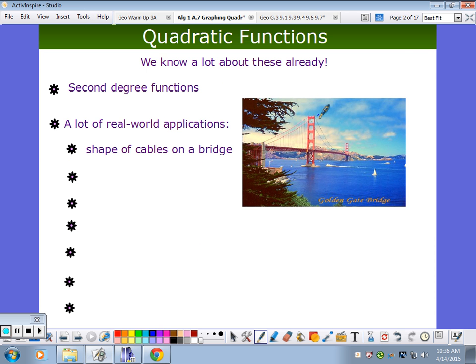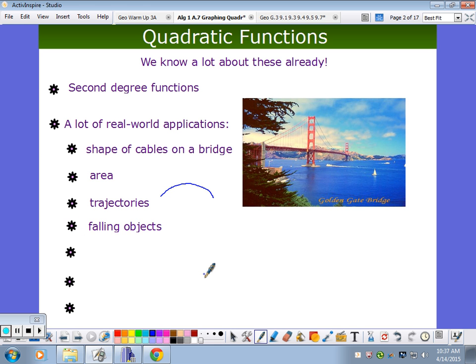The shape of cables on a bridge. So here I got the Golden Gate Bridge. That's kind of a quadratic shape there. Area is actually a quadratic because an area is like an x times a y. That's 2 variables. It's quadratic. Trajectories. What's a trajectory? If we fling you out of a cannon, that's the path you're going to make. That's quadratic. That's an interesting example, and I'm getting that visual now.